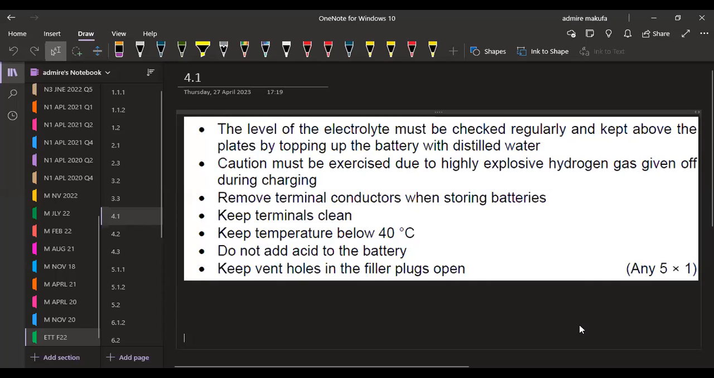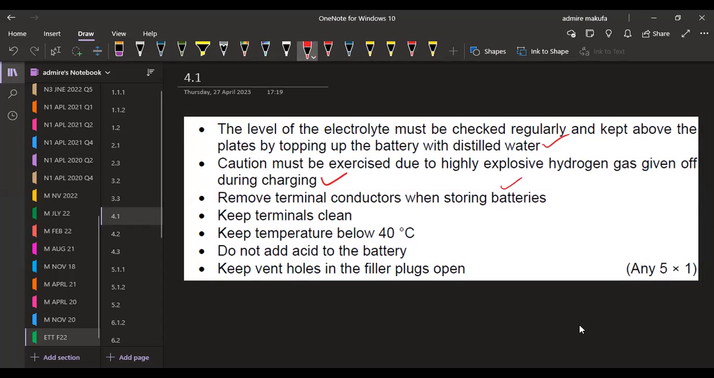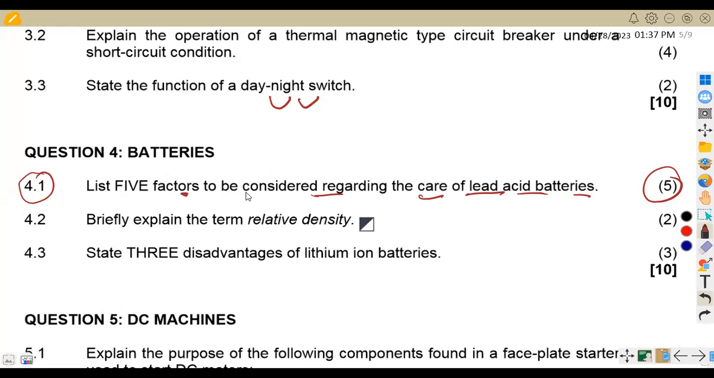All right. So we've got 1, the level of the electrolyte must be checked regularly and kept above the plates by topping up the battery with distilled water. Caution must be exercised due to high explosive hydrogen gas given off during the charging process. Remove terminal conductors when storing batteries. Also, keep terminals clean, keep the temperature below 40 degrees Celsius, and do not add acid to the battery. And also keep the vent holes in the filler plugs open. So any 5 was going to be considered. In this case, we are given to consider 5 factors, so any 5 from there.